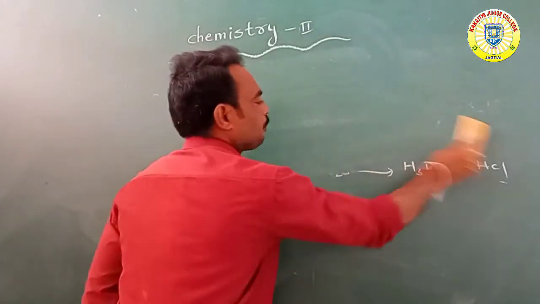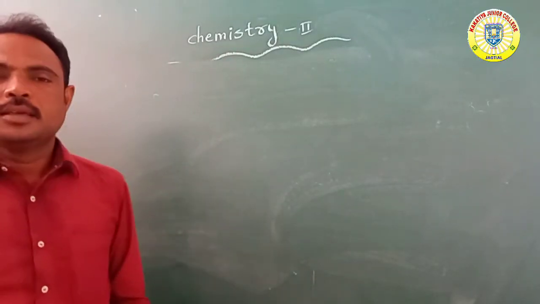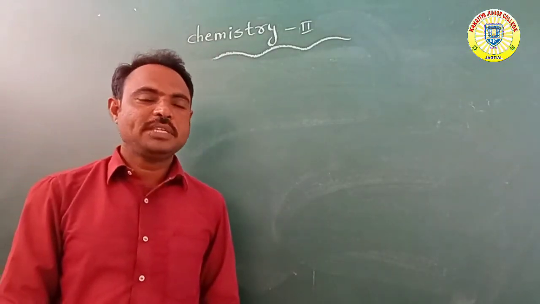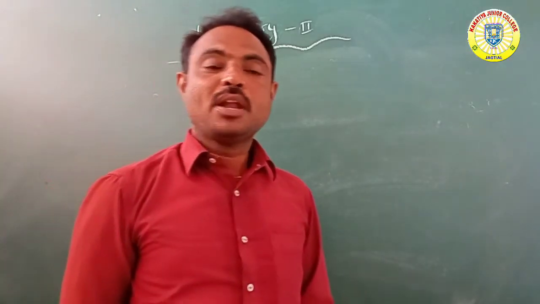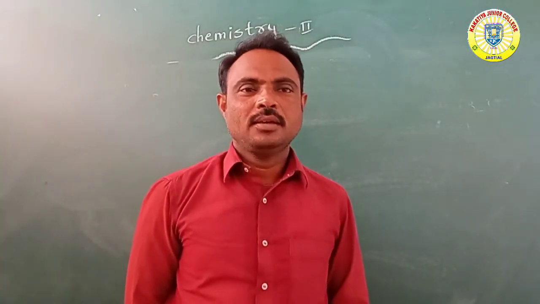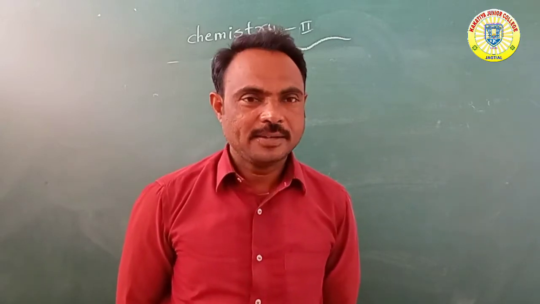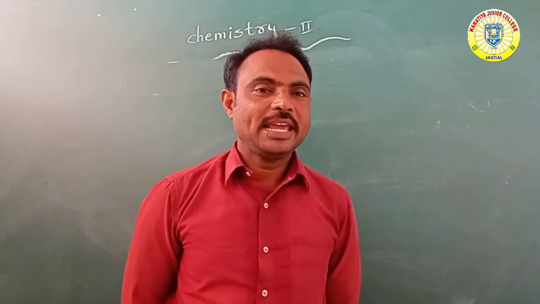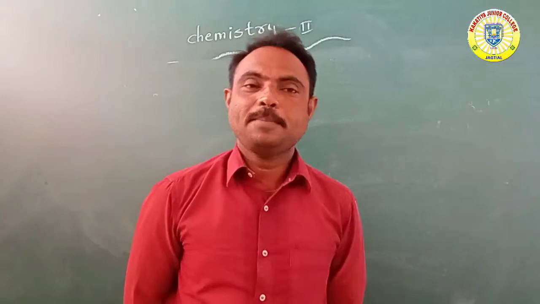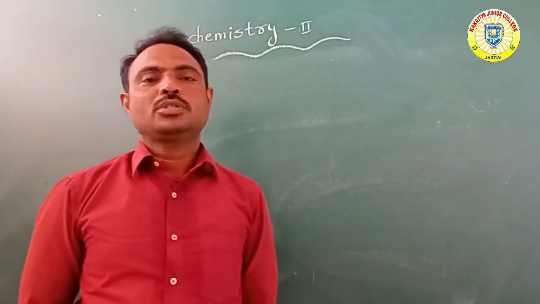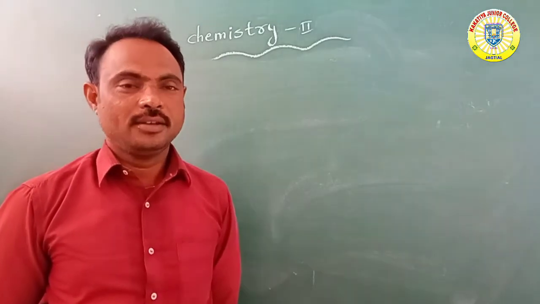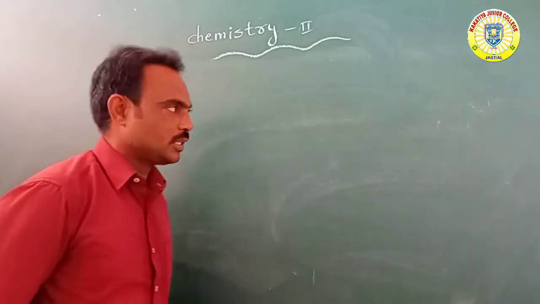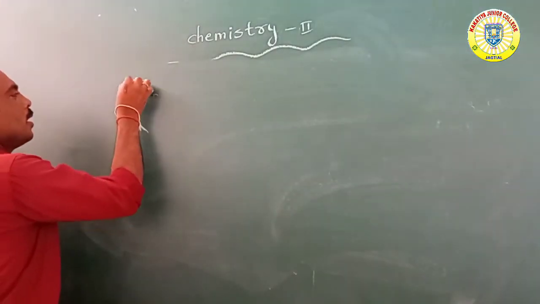And next, what are the chemical properties of PCl5? PCl5 reacts with a number of compounds like acetic acid or ethyl alcohol, and some metals also, like silver or tin.